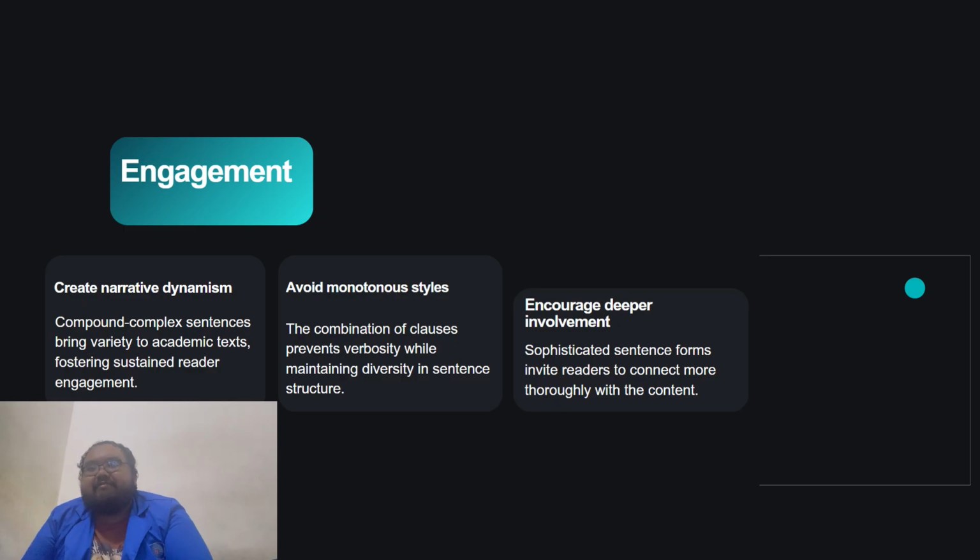Now, engagement with narrative dynamics. Compound complex sentences bring clarity to academic text, fostering sustained reader engagement. Avoid monotonous styles. The combination of clauses prevents verbosity while maintaining diversity in sentence structure. Encourage deeper involvement. Sophisticated sentence forms invite readers to connect more directly with the content.